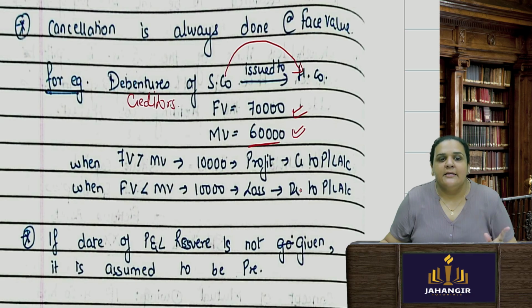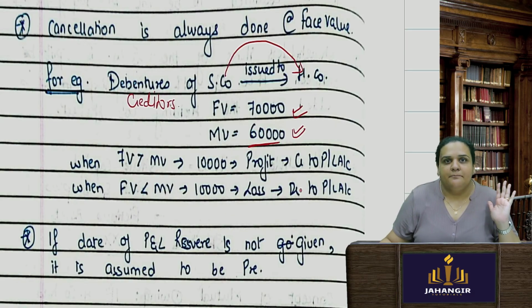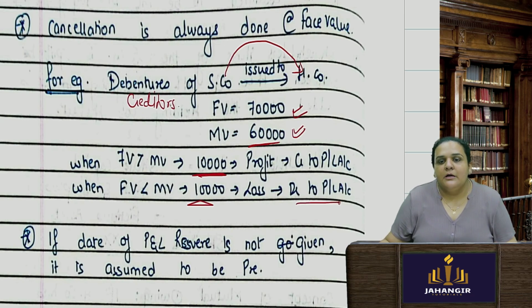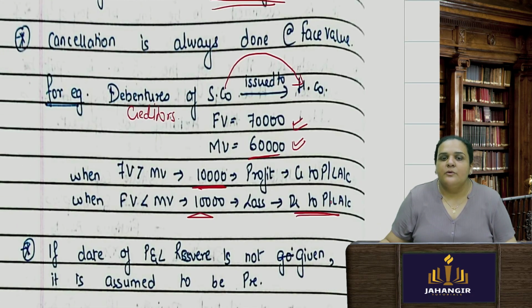You are cancelling it at 70,000 face value. More, no, face value is more. So means it is going to go away, 10,000 is kind of saved. Okay, so 10,000 is the profit. Face value is more than the market value. 10,000 profit credited to your P&L account. And when the face value is less than the market value, 10,000 will be your loss. You have to debit it to the profit and loss account. Cancellation. So it will all go in your P&L.